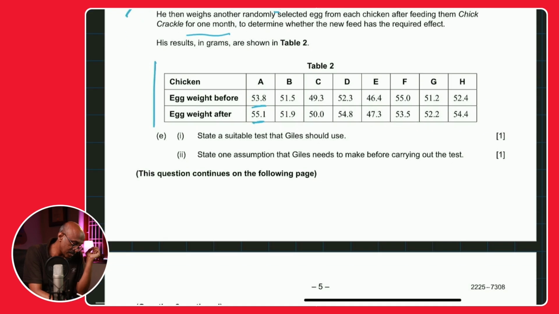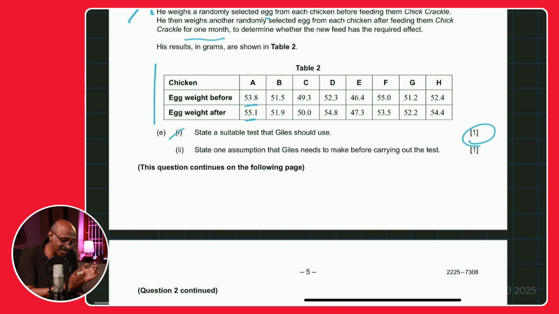The question in part E is: state a suitable test that Giles should use. 1 point. Because you're using the same chicken, you're testing before and after. You want that before and after weight to see whether there's a change, right? They are dependent. It's the same chicken.